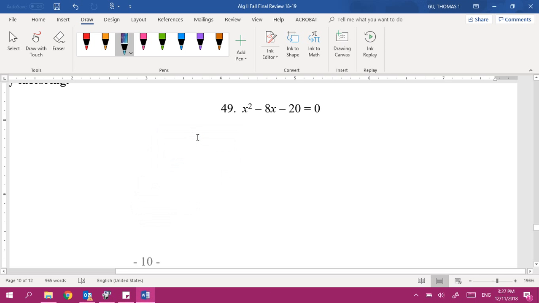Number 49, make sure it's set equal to 0. It is. Make sure it's lined up from highest power to lowest power. It is. And then make sure, check for the GCF. There's no GCF between the 1 in front of the x squared, -8, -20, so we're ready to go into the x box.